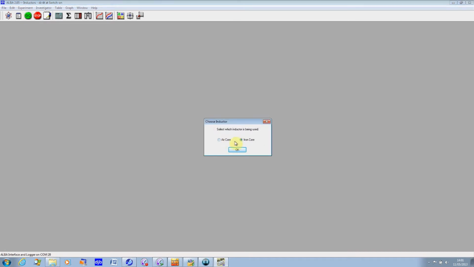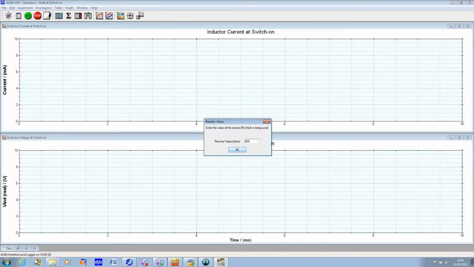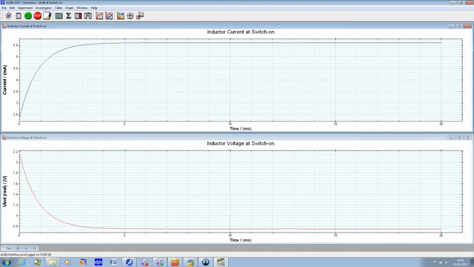Given a choice of air core or iron core, we are on air core, and the difference between these two is simply that we need a faster sample rate for the air core coil. Our graphs are set up for us, current against time and the voltage induced across the inductor against time. The value of the resistor on our board is 430 ohms. And it's saying to hold down the switch A, and we have our graphs.